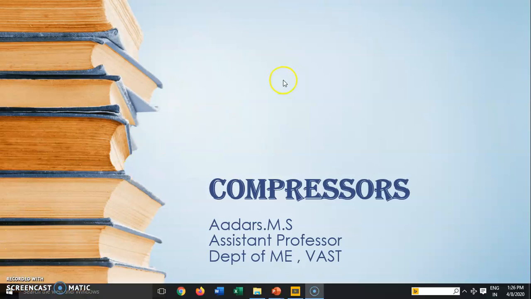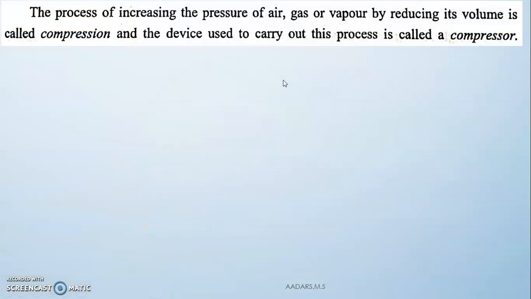We will start with the definition of compressor. First of all, we will go through what compression is. Compression is the process of increasing the pressure of air or any fluid. Normally water is considered an incompressible fluid, so we'll be dealing with air or any gas like that. By reducing its volume, the process of reducing its volume is called compression, and the device used for compression is called a compressor.